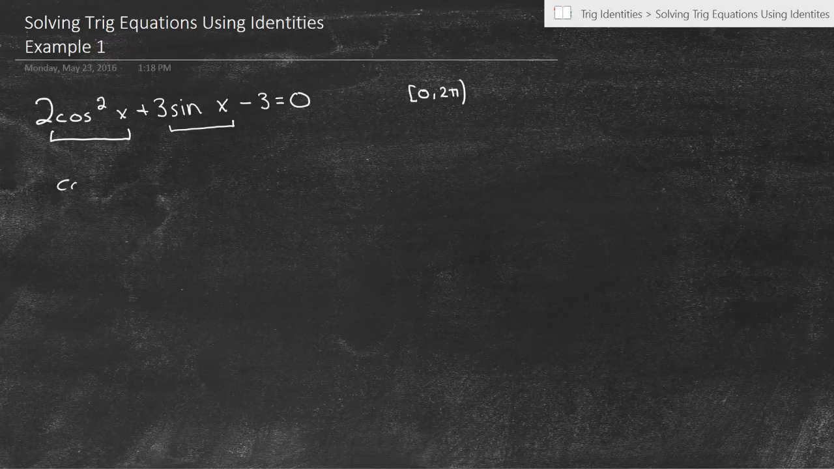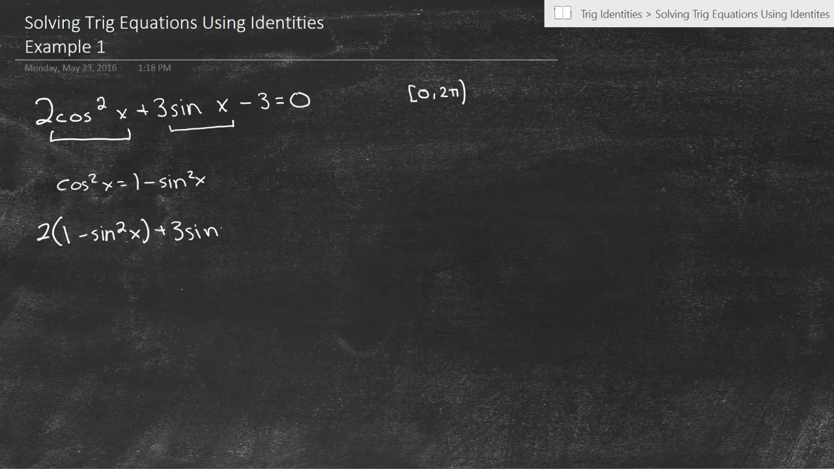We know that cosine squared of x equals 1 minus sine squared of x. We get that from our Pythagorean identity. So we should change it into that, because then we'll have all sine of x's, and that's what we want. So we'll have 2, then multiplying by 1 minus sine squared of x, plus 3 sine x minus 3 still equals 0.